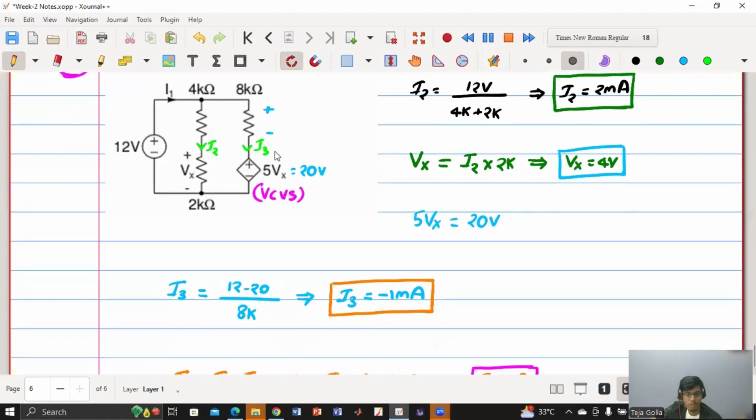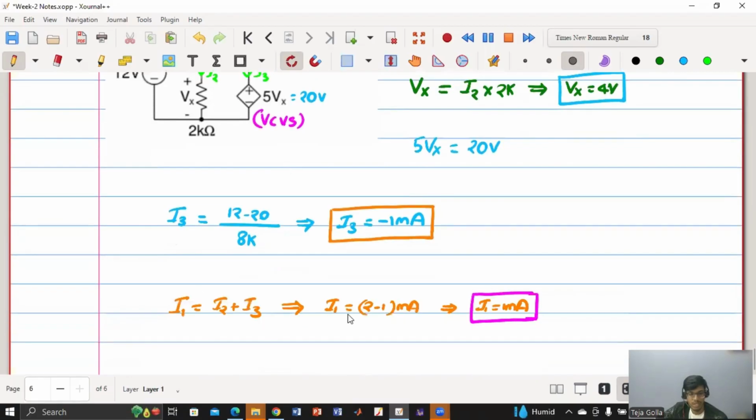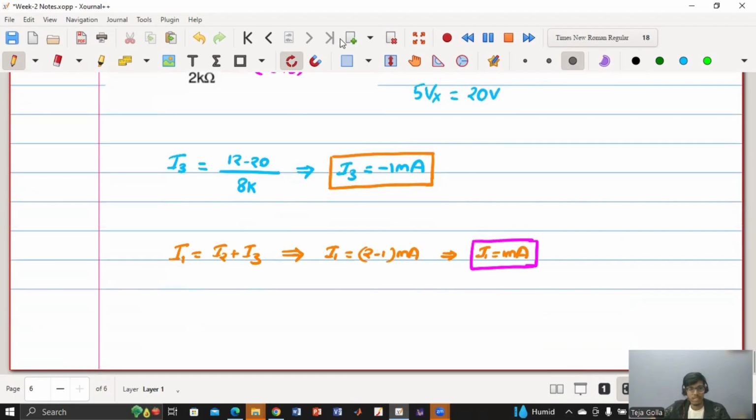Now I have obtained both the currents. If it is negative, let it be because my direction could be opposite. So I am proceeding with whatever assumption that I have made. And when I enter I3, I will write with the negative value. So I1 is nothing but I2 plus I3. So I2 is 2 milli, I3 is minus 1 milli. So I1 is 1 milli and I have cross-checked with the answer and it is matching.